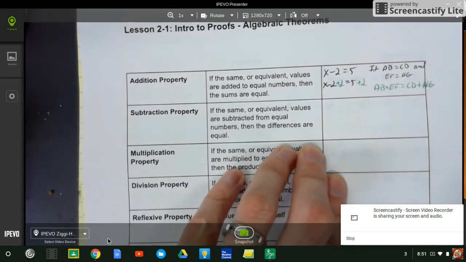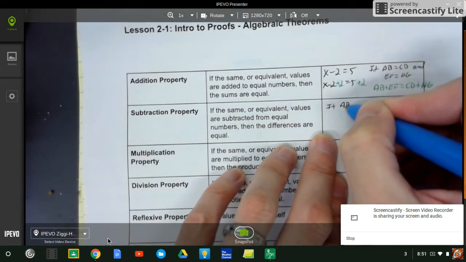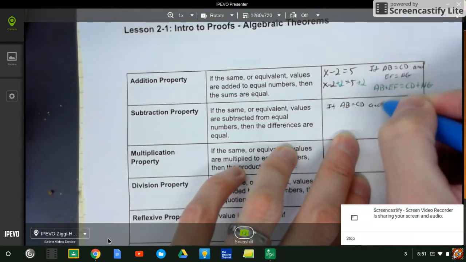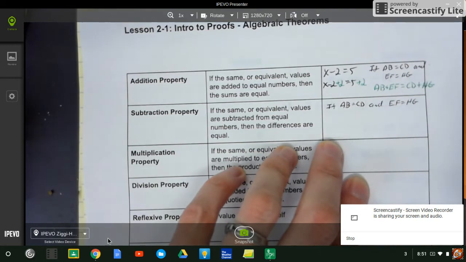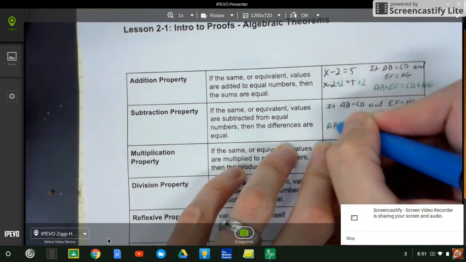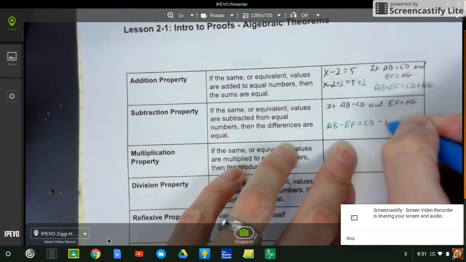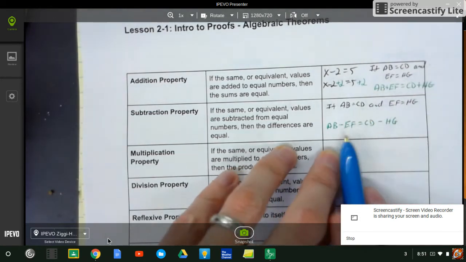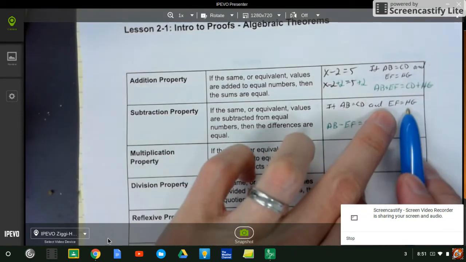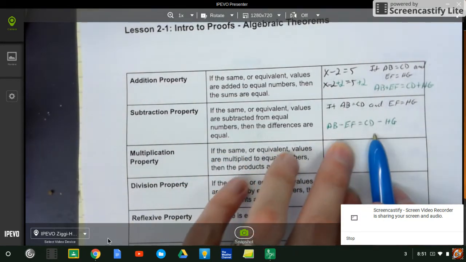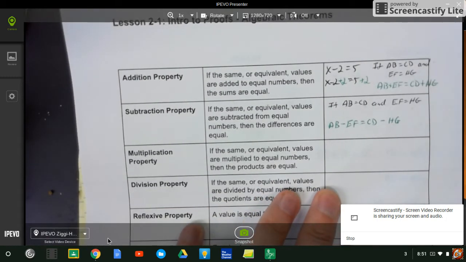And it works the same way in subtraction. If AB equals CD and EF equals HG, then I could say AB minus EF equals CD minus HG. And that's subtracting equal things on both sides. So from this, I subtracted those equal things to get that. This works with every form of arithmetic we can do.